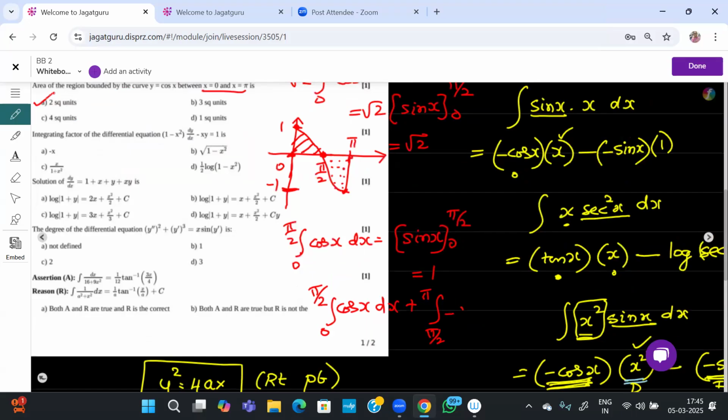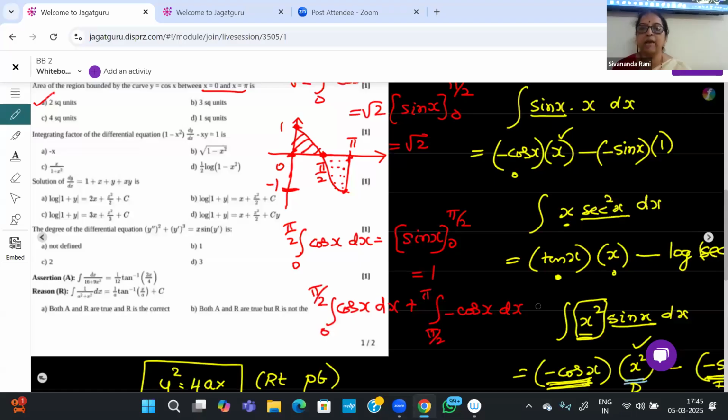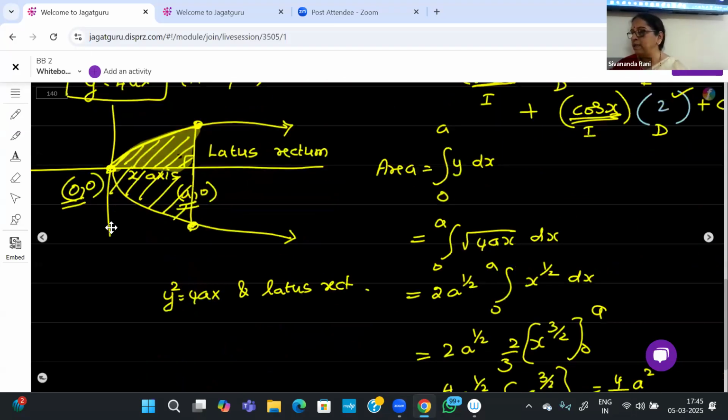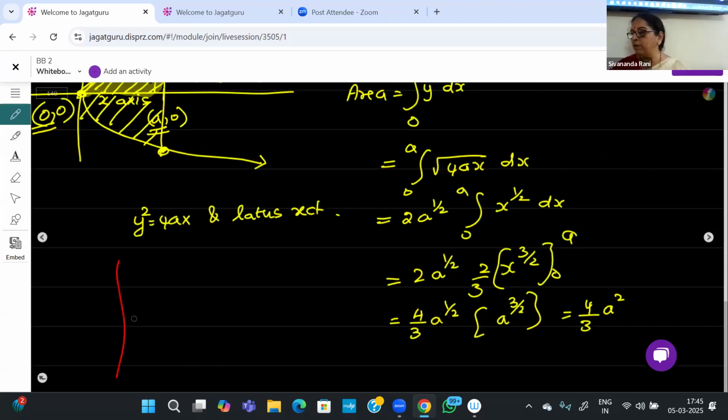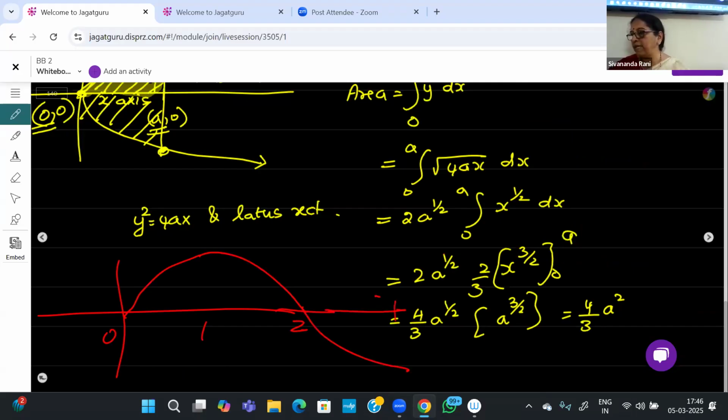Minus cos x, because cos is negative there. That's what I was particular about: the area being positive. So that can be positive only if, for any branch of the curve that goes down, you take, for example, there is a curve here, some branch of it goes down, say from 0 to 1 it is up, and from 1 to 2 also it is up. From 2 to 3, it is down.